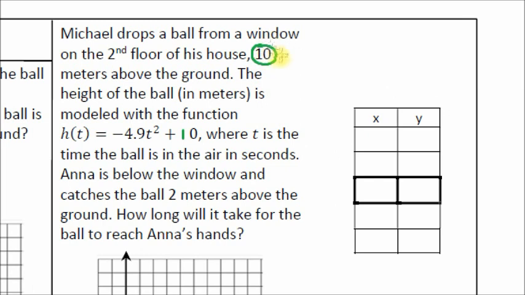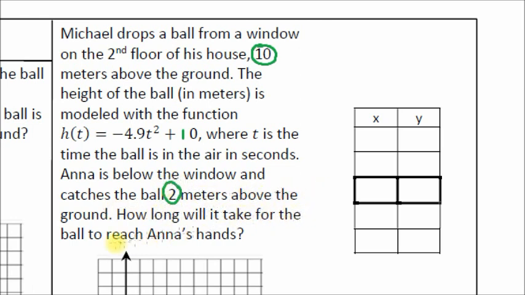Now here, so far this lays out kind of like a regular quadratic graphing problem, but here's where the difference is. Anna is below the window and catches the ball 2 meters above the ground.